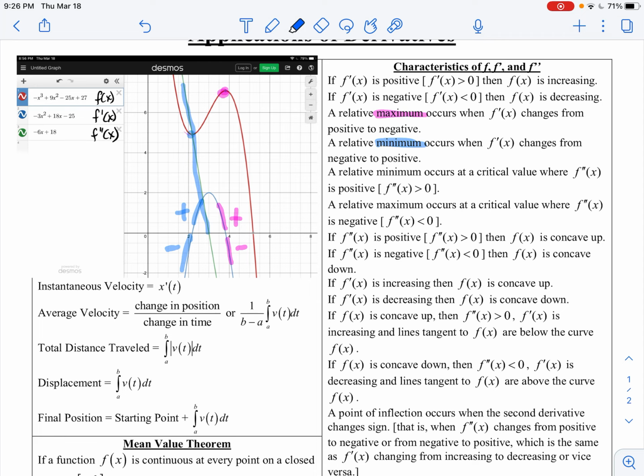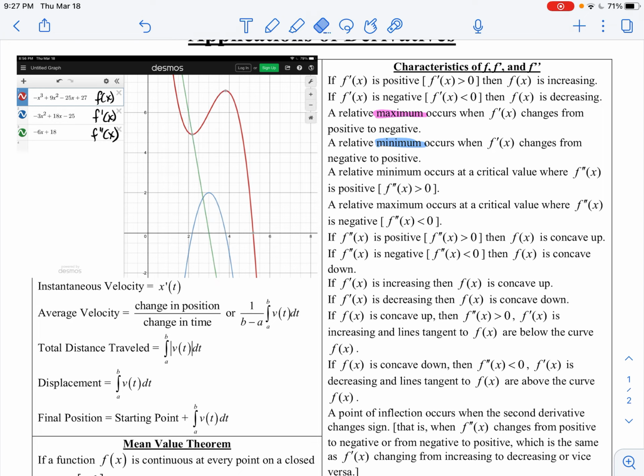And then we have a relative minimum. Let's see, we already got that one. A relative maximum occurs at a critical value where f double prime of x is negative. So I've got my maximum where f double prime is negative. So all of this is, sorry if that's kind of sloppy. Let's see if I can try that again. That's going to line up, my maximum here is going to line up where f double prime is negative. Okay, I'm going to erase.